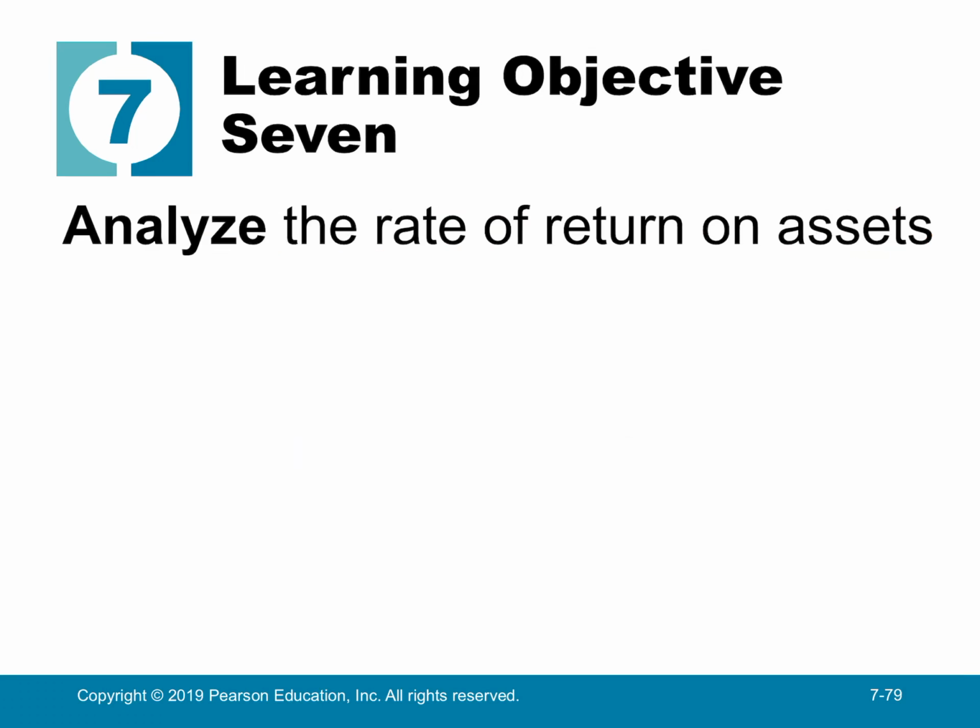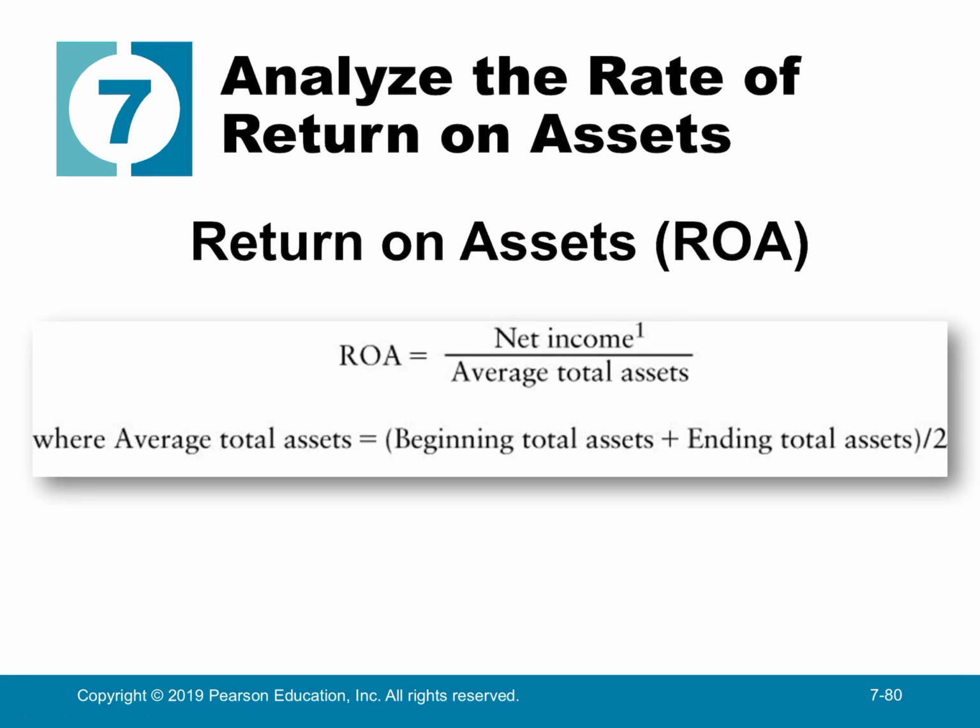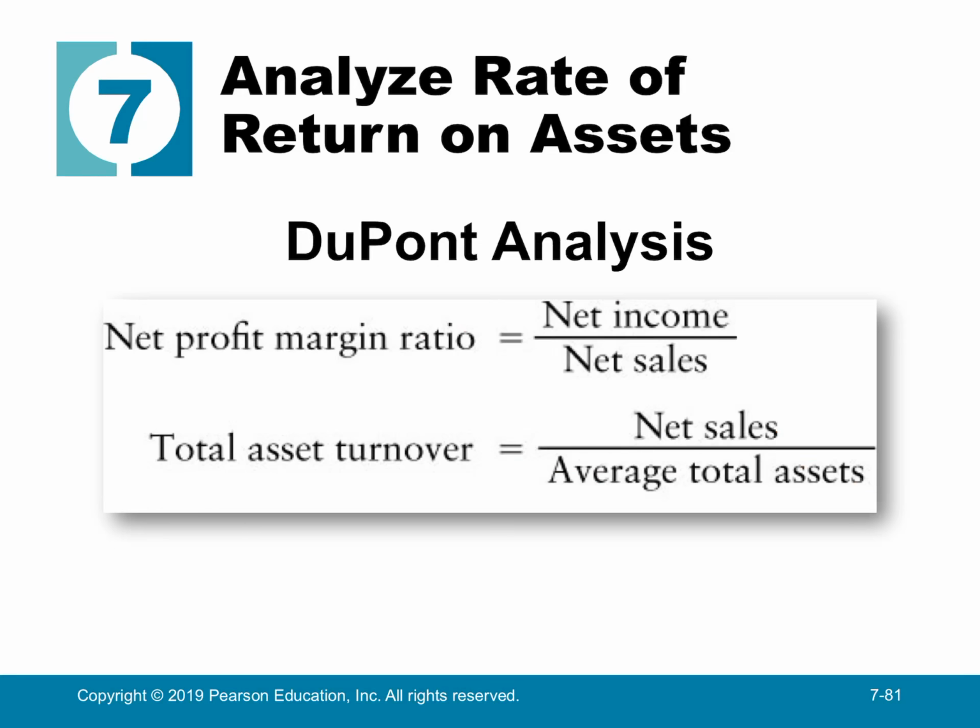Let's look at the rate of return on assets. This is a fairly highly used ratio. So the return on assets is taking our net income and dividing it by average total assets, which to get average total assets is just beginning total assets plus ending total assets divided by 2. That gives us our return on assets.